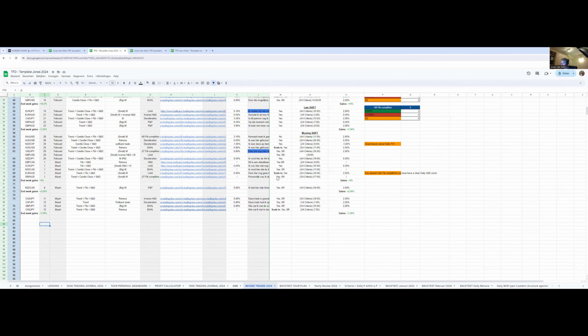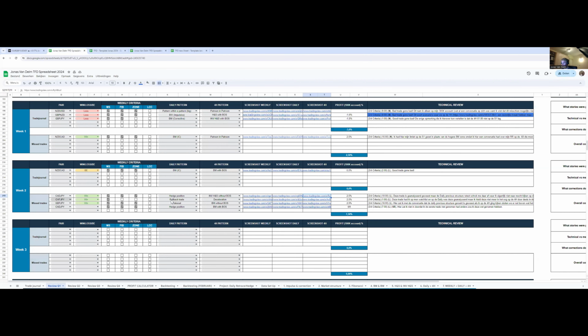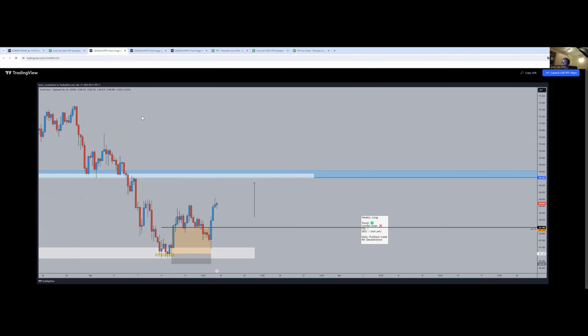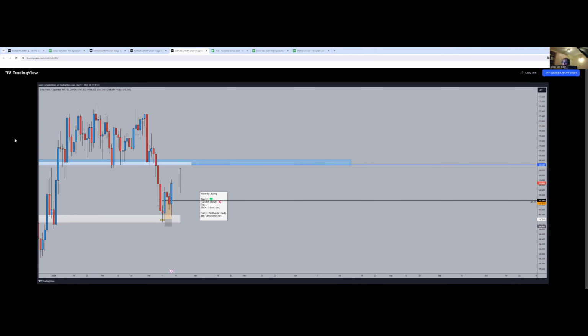Then the second one, CHFJPY, this could be a pullback trade, a first time break trade. I know a lot of traders will not trade this kind of setup, but I backtested it and it works. So what do I mean with the first time break pullback trade? It is the pullback you're counting on to go make head and shoulders or tapping that first previous structure.